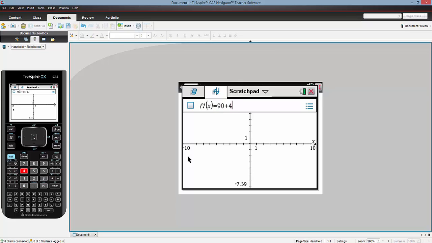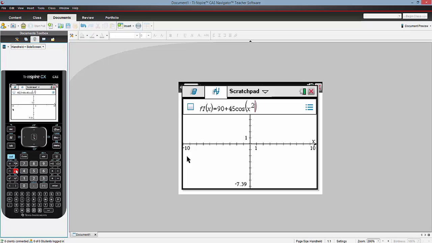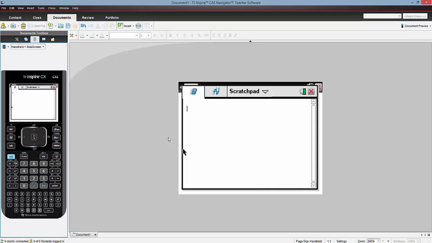So 90 plus 45 cosine, and notice how nothing appeared, but that's because it's outside of my window. It's because of that 90 vertical shift on the outside of the cosine, but we'll readjust the window in just a second. So I'm going to click this button again right here. So it's stored as my f1 of x.